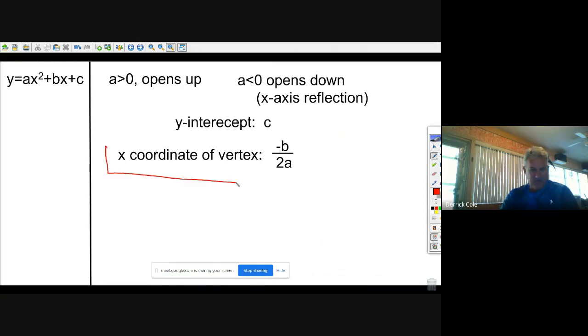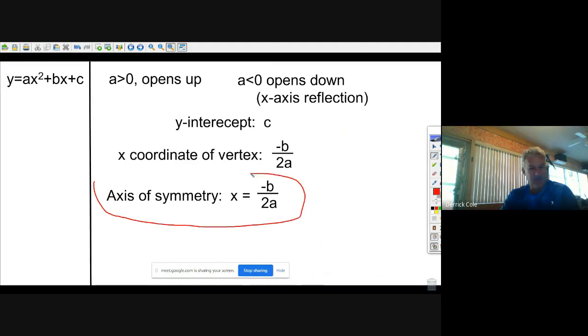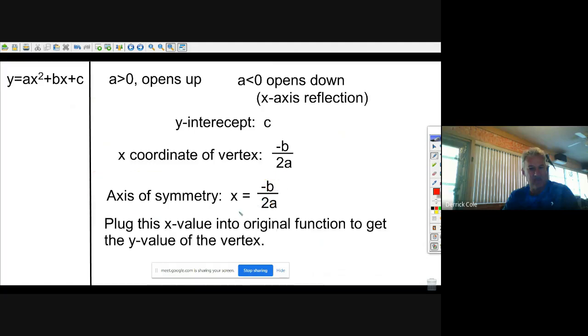This you do need to know. The x-coordinate of the vertex is -b/2a. That is how I find the axis of symmetry. So if I have y equals ax squared plus bx plus c, then if I find this b, put it right here, and this a, put it right here, I will get my axis of symmetry. When I plug this value back into the original function, I get the y value of the vertex. So we're finding two things here. We're going to find this. It's going to be a number. We're going to take that number. We're going to plug it back in for x.